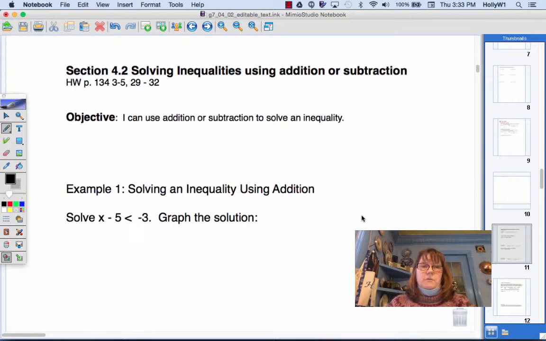Hi, and welcome to section 4.3, solving inequalities using addition or subtraction. This is not going to seem that much different to you because you've solved equalities using addition and subtraction, and you've got that pretty much under your belt. So this shouldn't seem all that much different. Our objective is: I can use addition or subtraction to solve an inequality.